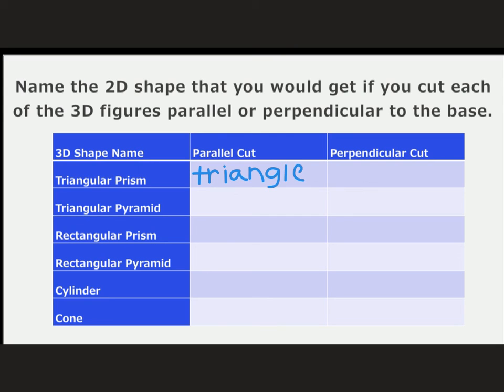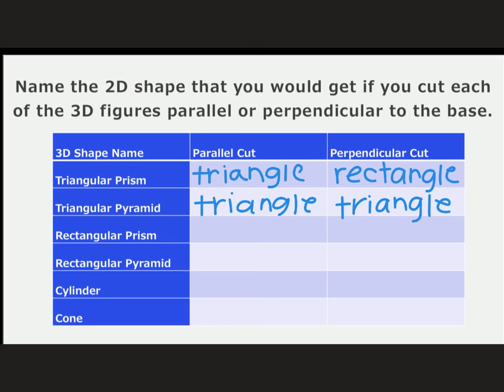A perpendicular cut to the base, that is going to show a 2D shape that is identical to your sides. So in a triangular prism, prisms have sides that are rectangles. If I make a perpendicular cut to the base, it would show me a rectangle. In a triangular pyramid, my base is a triangle, so a parallel cut would show me a triangle. And in a pyramid, my sides are triangles as well, so a perpendicular cut to the base would show me a triangle.